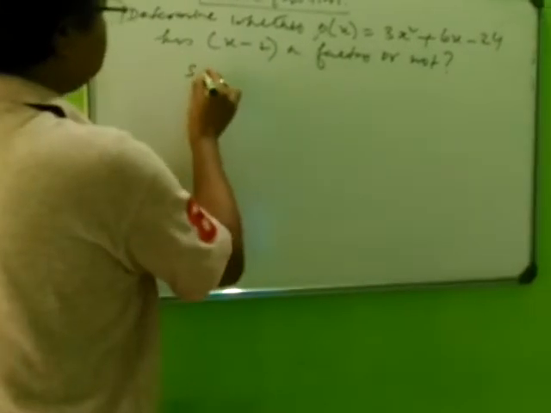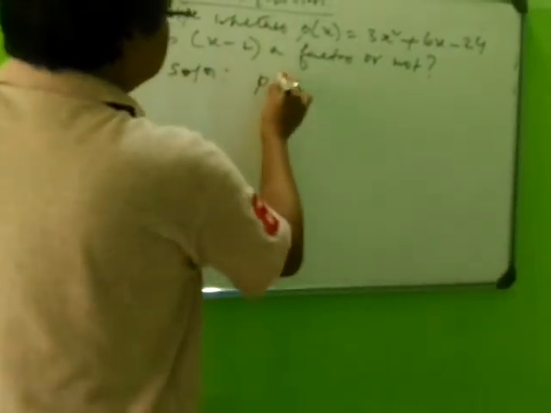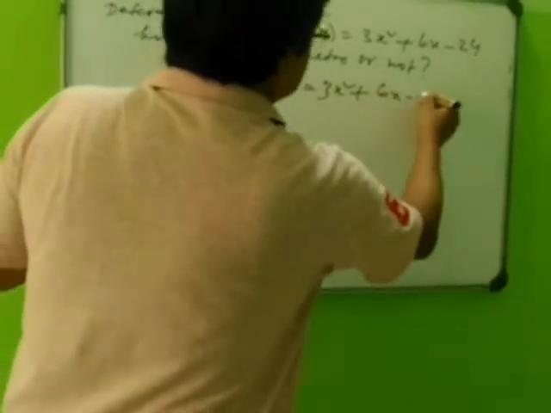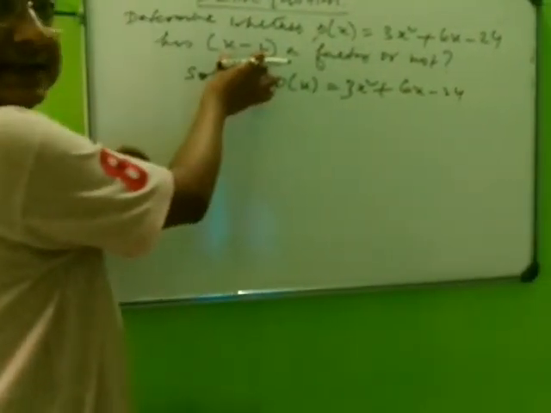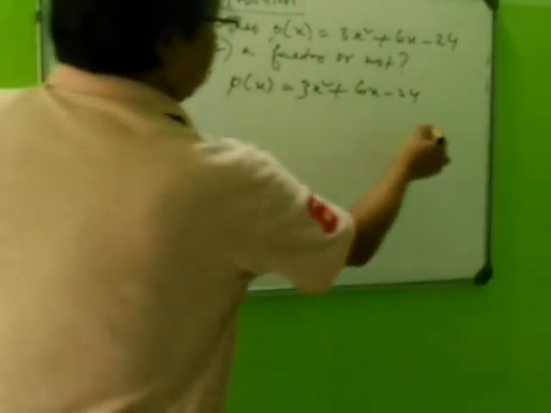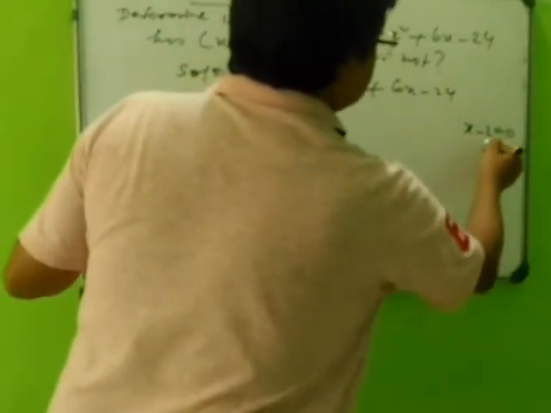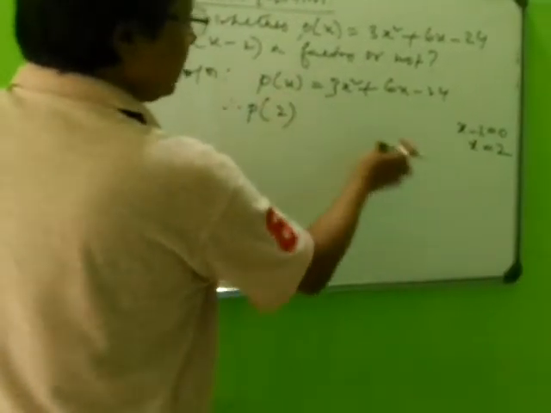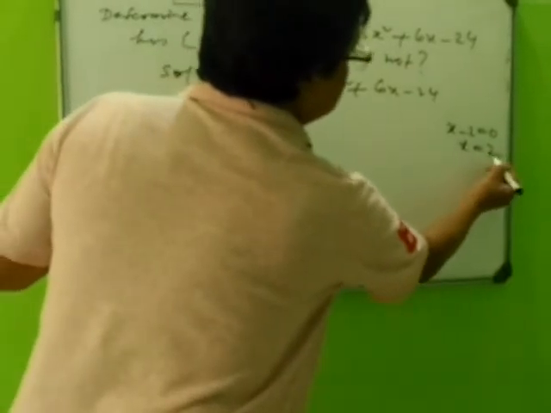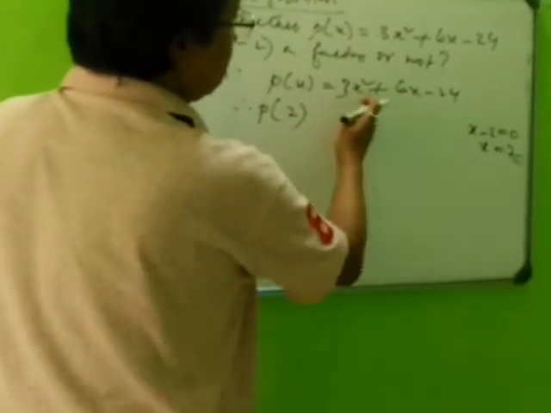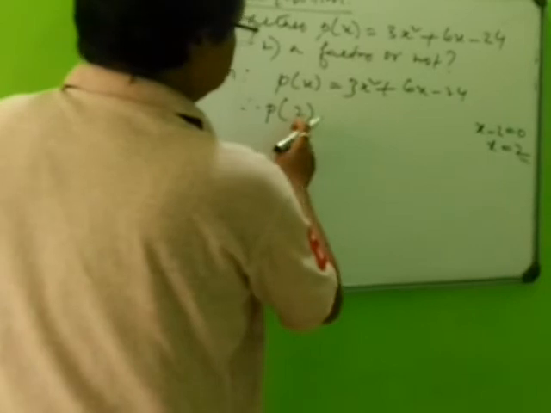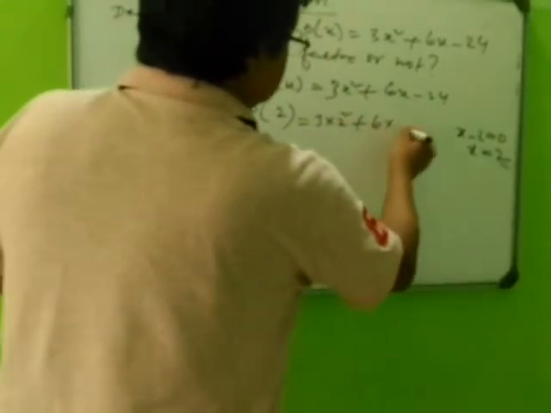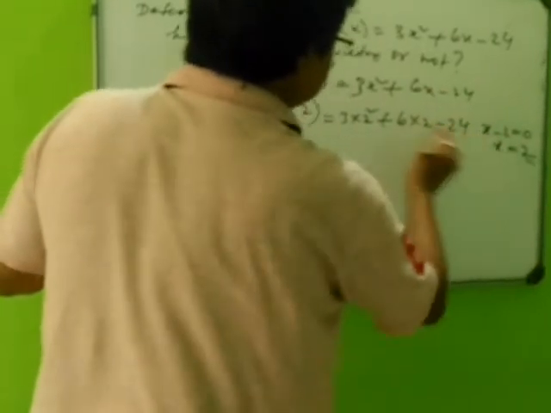Here the divisor is x minus 2. So you put the divisor equals to 0. So x minus 2 is equal to 0, x equals to 2. So therefore p of 2. So in place of x, you have put 2. So all these x will be replaced by 2. So equals to 3 into 2 square plus 6 into 2 minus 24.